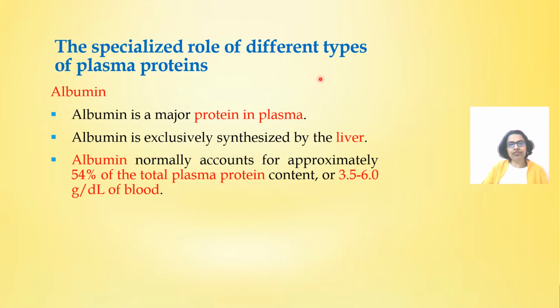Then the specialized role of different types of plasma proteins. The first one is albumin. Albumin is a major protein in the plasma. Albumin is exclusively synthesized by the liver. Albumin normally accounts for approximately 54% of total plasma protein, or 3.5 to 6.0 gram per dl of blood. How much percentage of albumin is present in the blood? 54 percent.